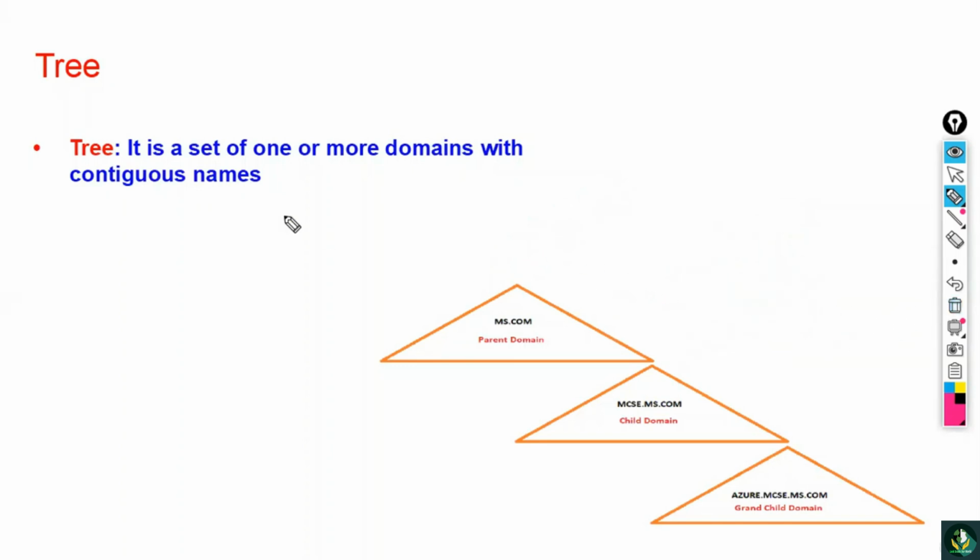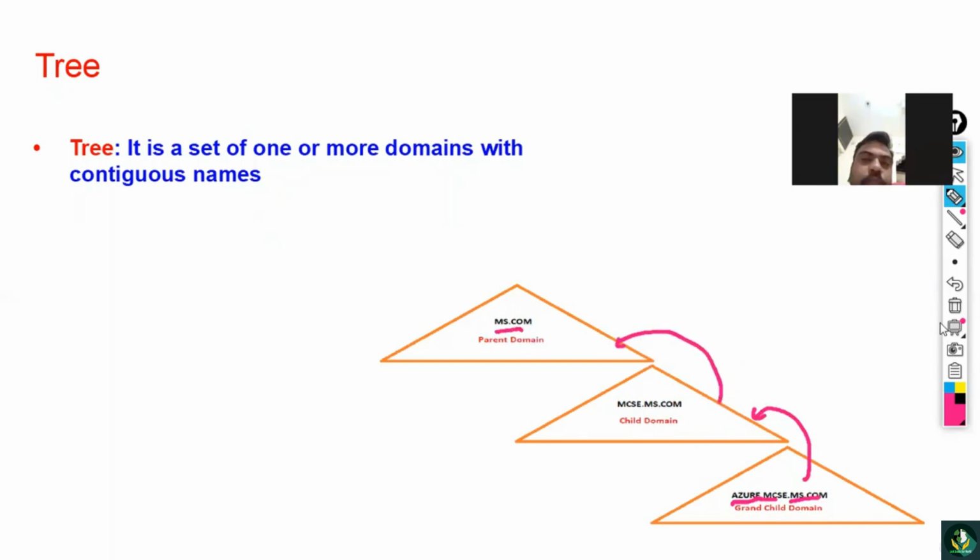Okay, so you can see it is a set of one or more domains with contiguous name. Contiguous name is mcsc.ms.com, like this. If you want to create one more subdomain like Azure under mcsc.com, so you will create azure.mcsc.ms.com. So Azure is the subdomain of mcsc.ms.com. mcsc.ms.com is the subdomain of ms.com.